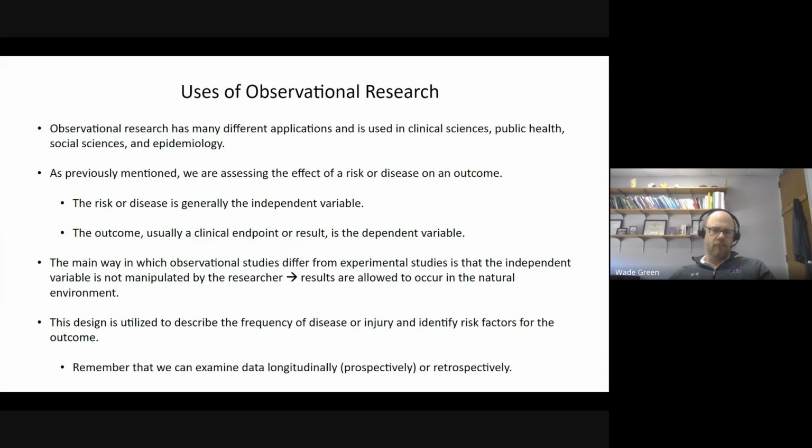And obviously, like we talked about, we are not manipulating any variables. This is simply happening in the natural environment, and that is one of the main ways that our observational or quasi-experimental studies differ from experimental designs. The other thing to remember is that we can examine our data in two ways. We can examine it longitudinally over a long period of time, generally prospectively from our current point in time onward into the future, or retrospectively from our current point in time into the past. Those are our two main ways of conducting observational studies as far as methodology goes.